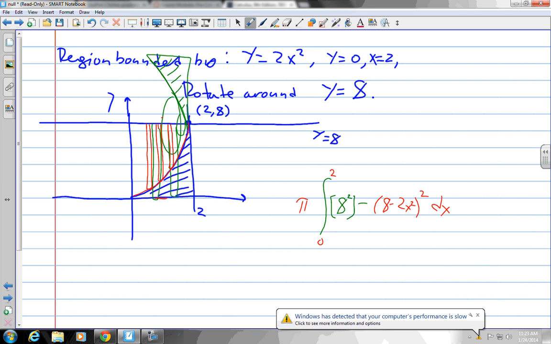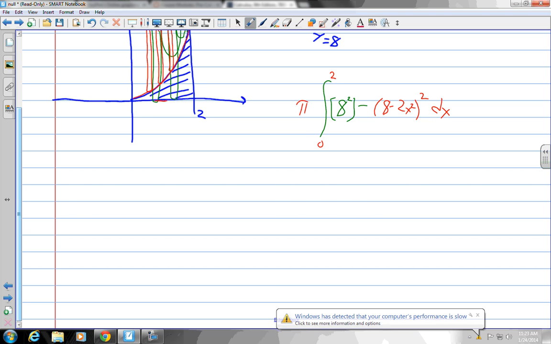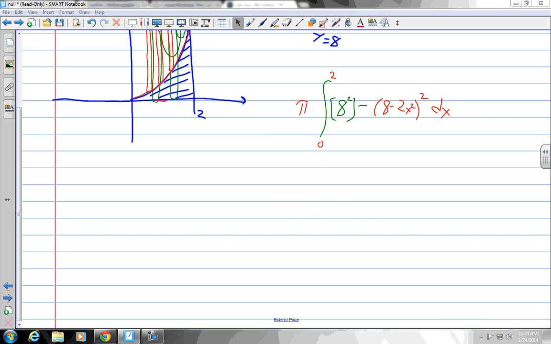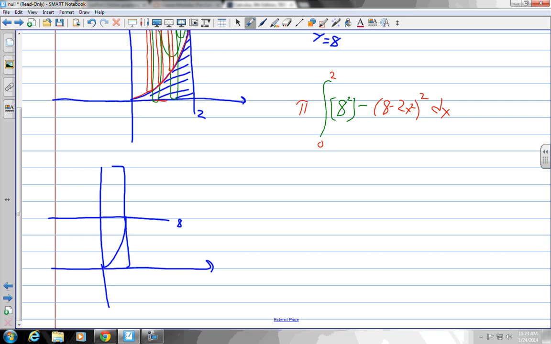Okay? There is another way of thinking about this problem. And whichever works, let me do this on the side here. So this was the thing that I was rotating, right? And this was that line 8, okay? So when I rotate it, I get that thing, right?